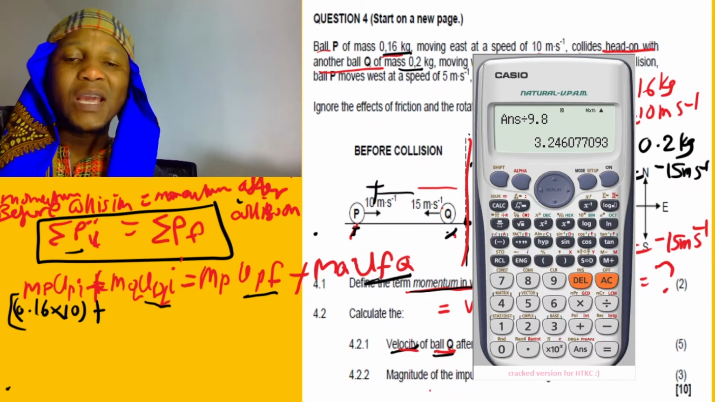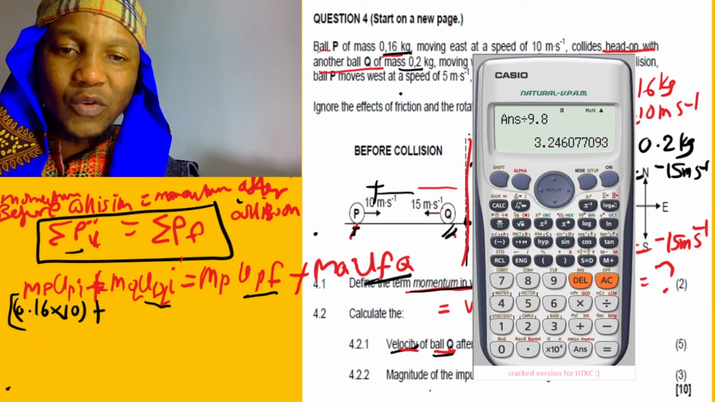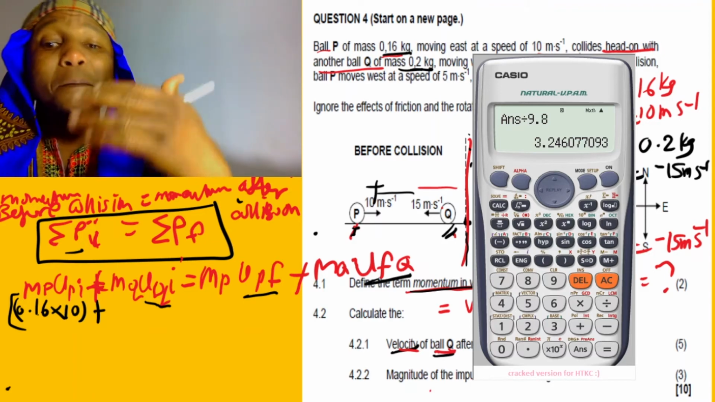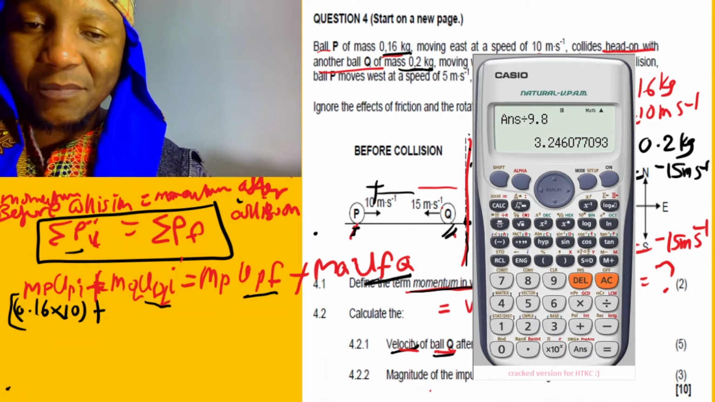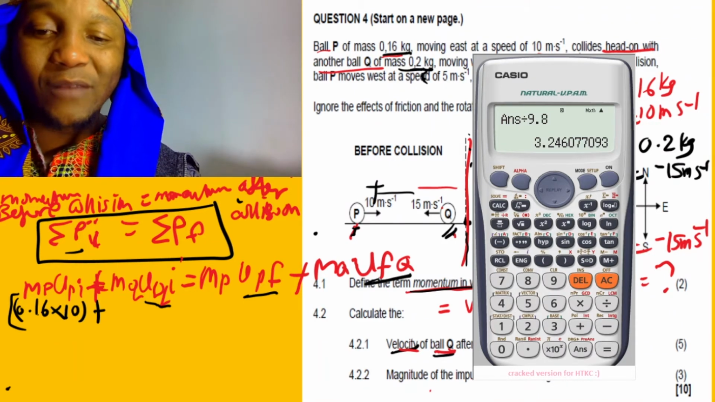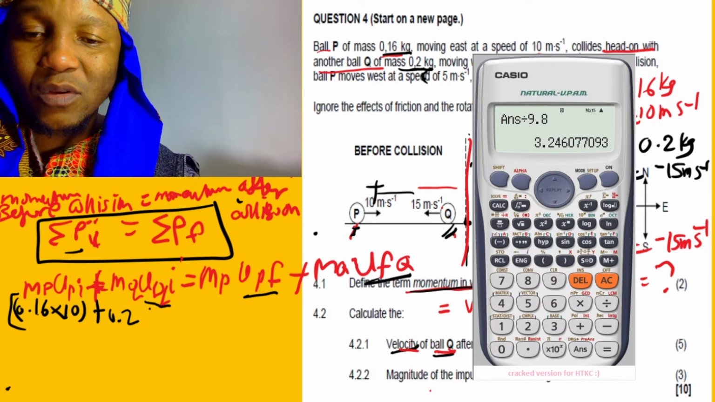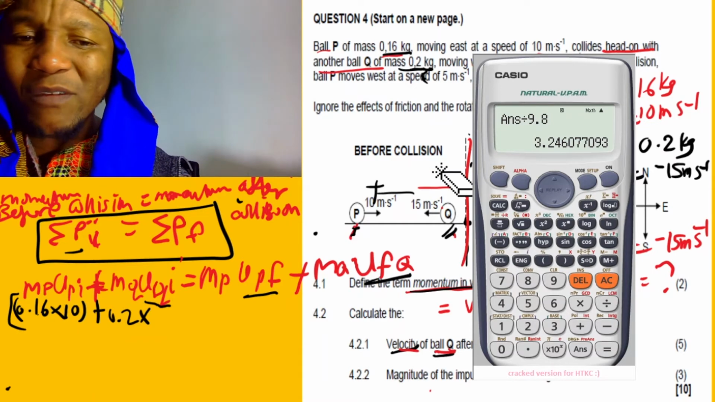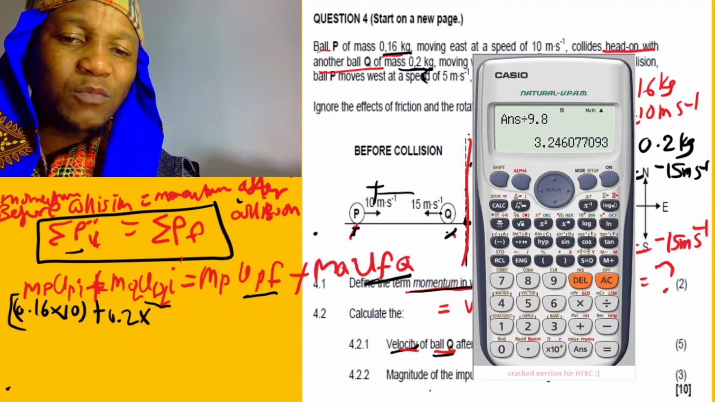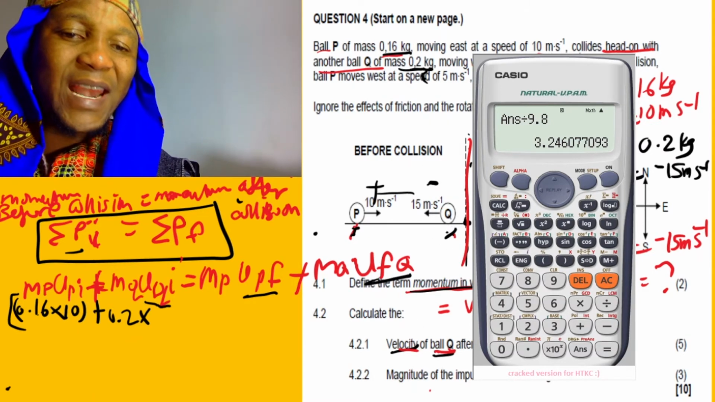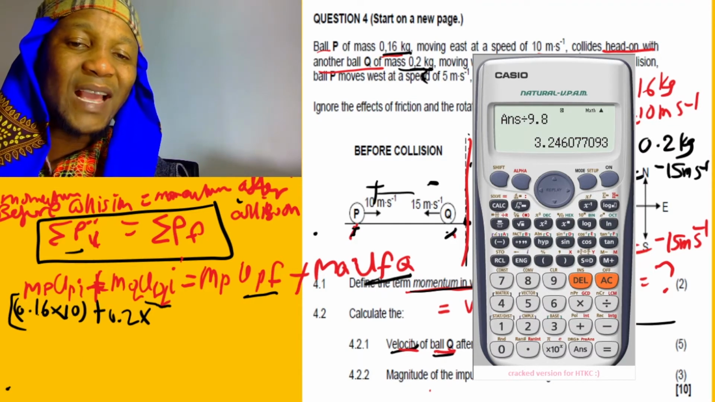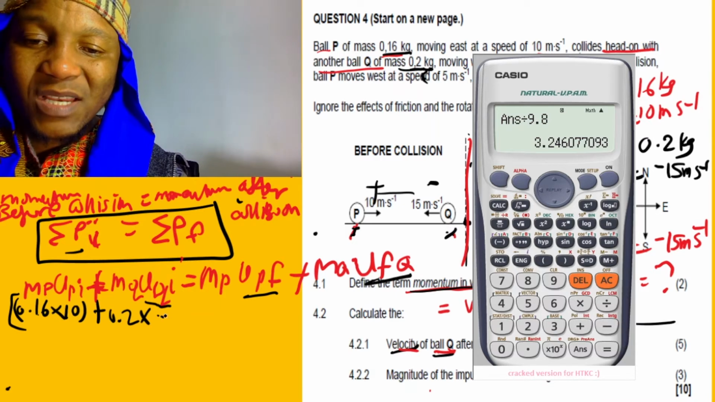Plus mass of Q, which equals 0.2 kilogram. It must be in kilograms. If it's given in grams, make sure you change to kilograms. So we say 0.2, and then initial velocity 15 here. But look, Q was initially moving to the left, and moving to the left means negative, like I said, the number line you learned in grade 1. So negative 15: 0.2 times negative 15.